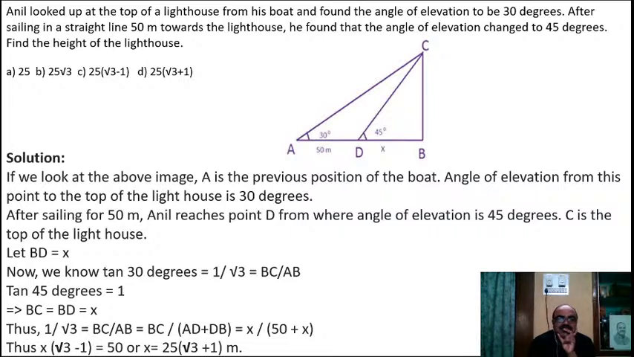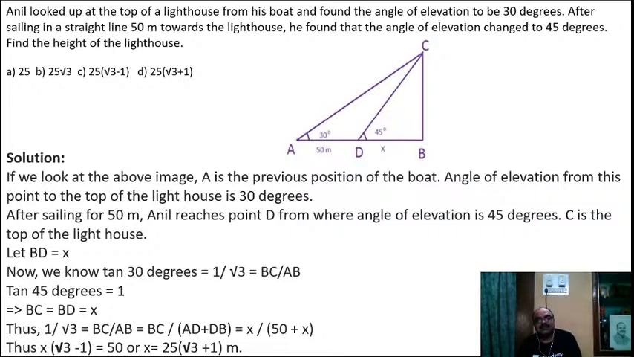Now how do we connect this? Can we take the full triangle? Tan 30 equals X by 50 plus X. Tan 30 is how much? 1 by root 3, that is equal to X by 50 plus X. So X into root 3 minus 1 is equal to 50, or X is equal to 25 into root 3 plus 1. And the right answer is D.